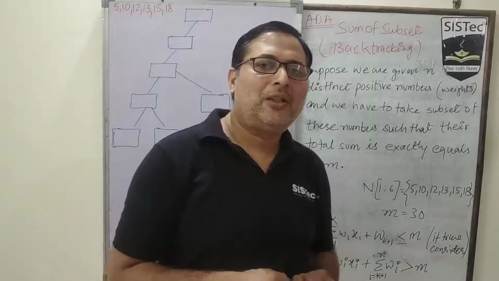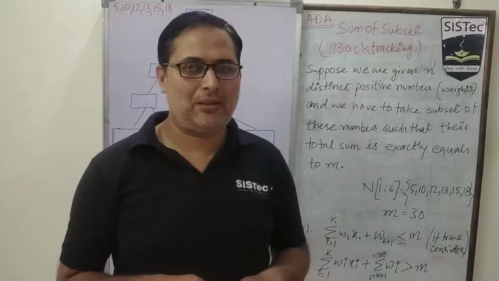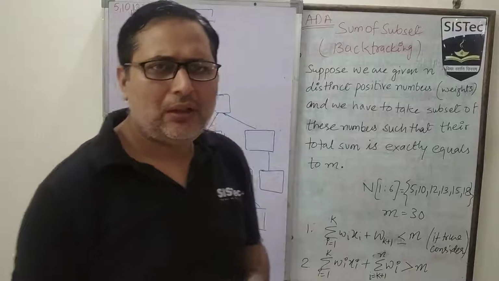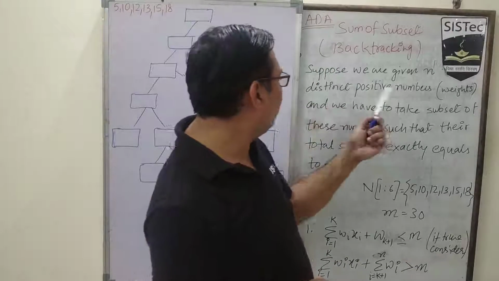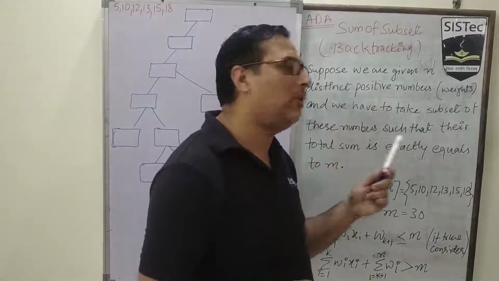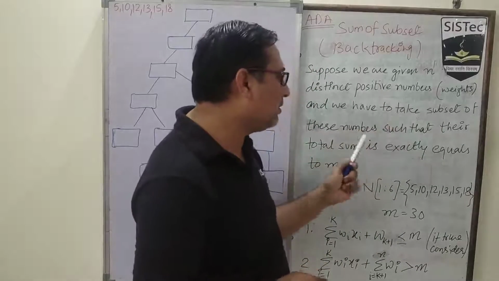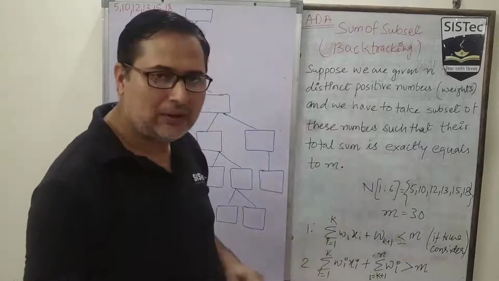Hello guys, today we will discuss one more problem based on branch and bound, that is sum of subset. Let us first discuss what the problem statement is. Suppose we are given n distinct positive numbers, we can call them weights also, and we have to take a subset of these numbers such that their total sum is exactly equal to m.